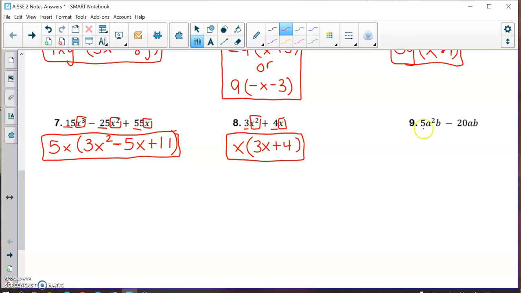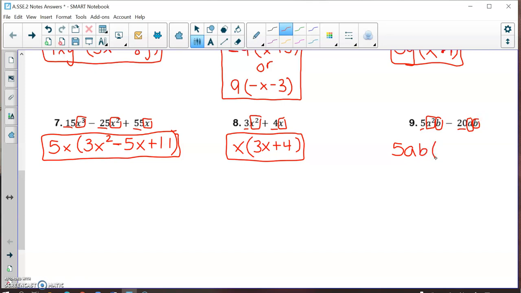Number 9, out of a 5 and a 20, the greatest number both of those are divisible by is 5. Both terms have at least 1a, so I'm going to take 1a out. And both terms have at least 1b, so I'm going to take 1b out.